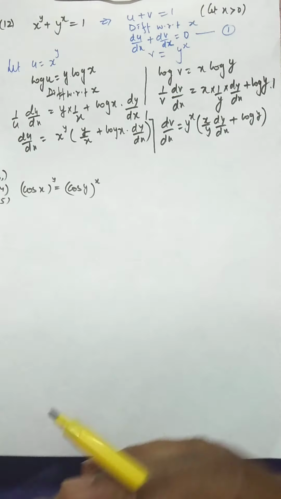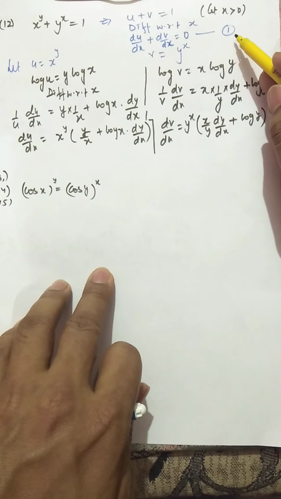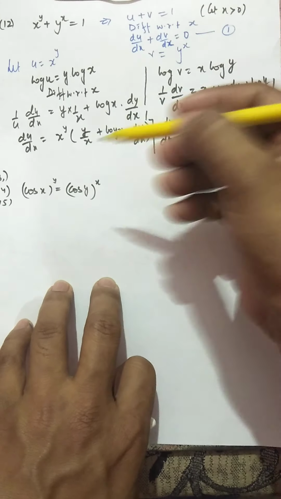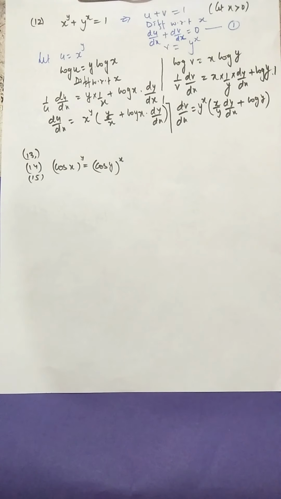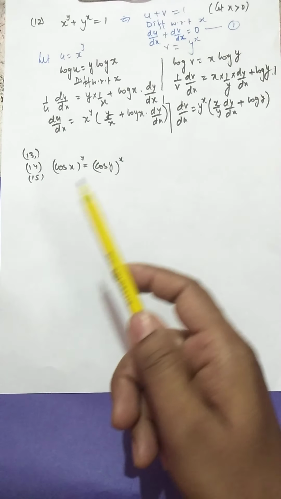So now you can substitute the values of du upon dx and dv upon dx in equation number 1, and if you simplify, you'll get the value of dy by dx. You have to separate the value. Now question number 13, question number 14, question number 15, they are of the same type.